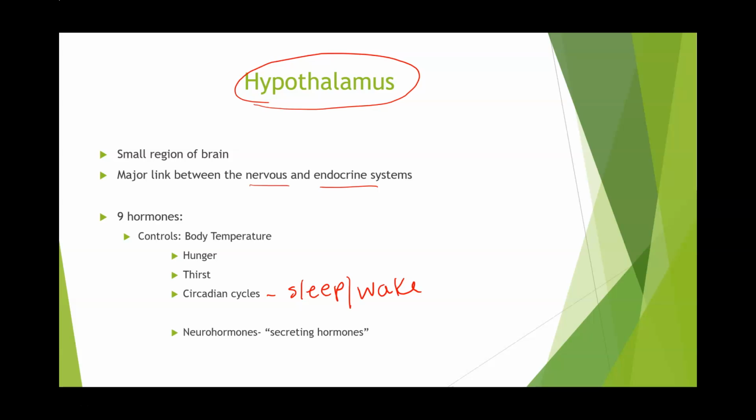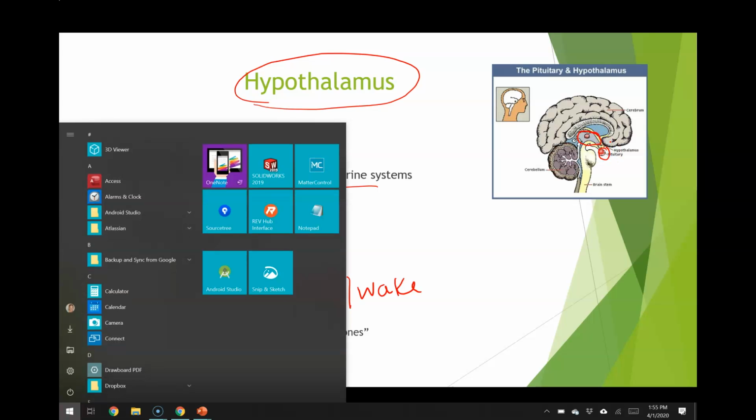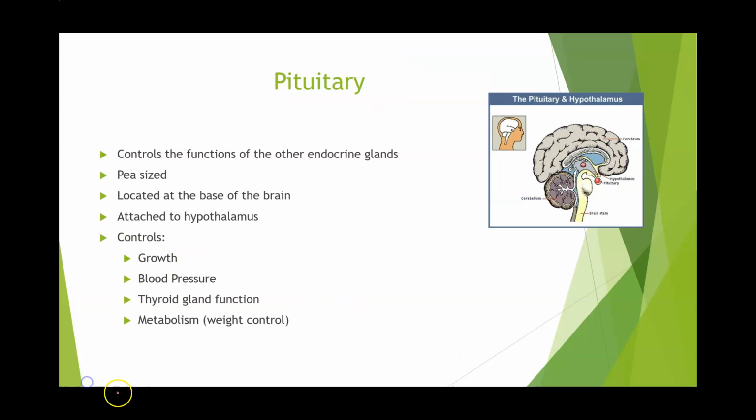And the hypothalamus also secretes hormones that cause the secretion of other hormones, if that makes sense. The hypothalamus secretes neurohormones, which tell other hormones to secrete when the time comes. Okay, so here's a picture of your hypothalamus. It's this gray one. And then you've got your pituitary right there. The pituitary is very, very small. Like you see in this picture, it is the size of a pea. It controls the other endocrine glands in your body. It's located at the base of your brain and it's attached to the hypothalamus.